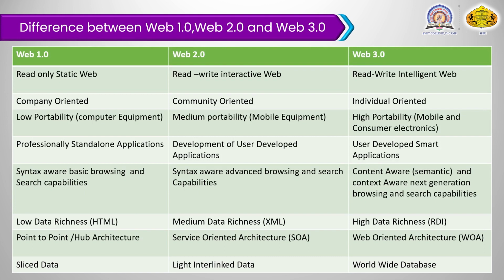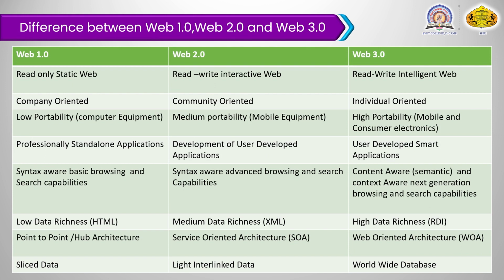In Web 1.0, there were professionally built standalone applications. In Web 2.0, user developed applications, whereas in Web 3.0, user developed smart applications. In Web 1.0, syntax aware basic browsing and search capabilities, whereas in 2.0, syntax aware advanced browsing and search capabilities were developed. In 3.0, content aware, that is the semantic web, was developed. It was understanding the content and context. Next generation browsing and search capabilities were developed in Web 3.0.